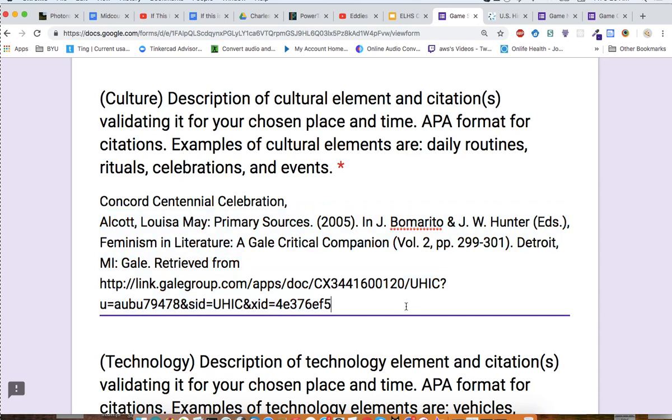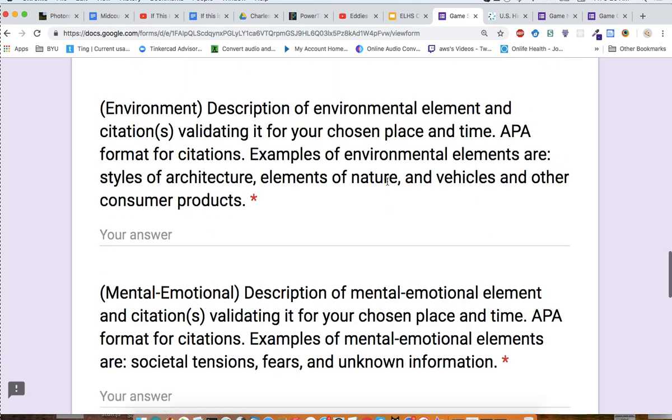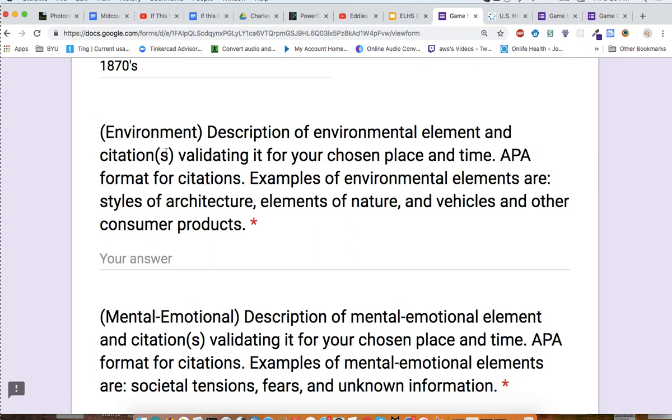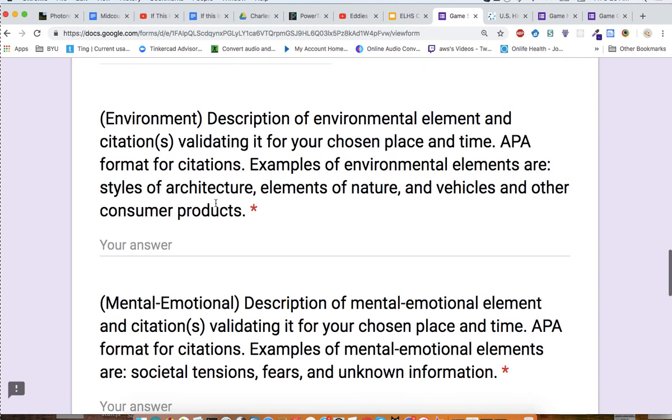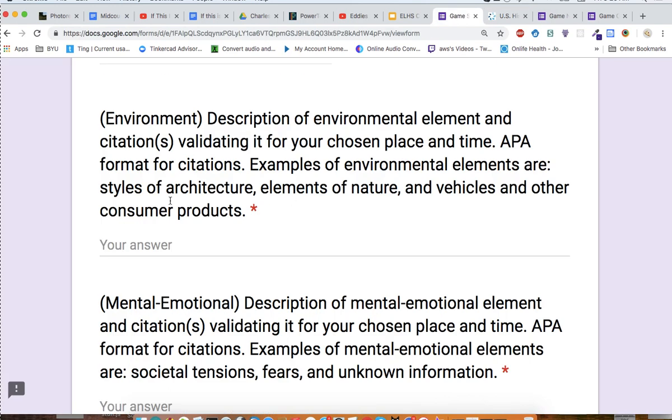And you go through the same process with all the other cultural elements. What if I wanted to do an environment element in Concord, Massachusetts in the 1870s? So if I look for an environment element, what's a building, for example? An environment element could be buildings.